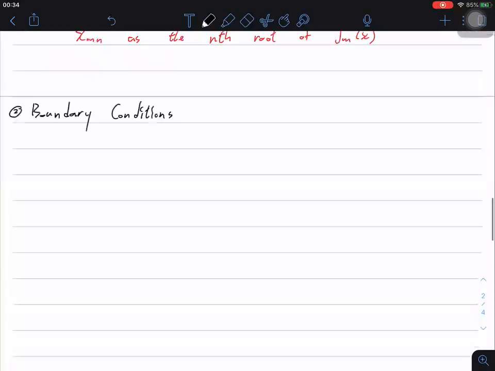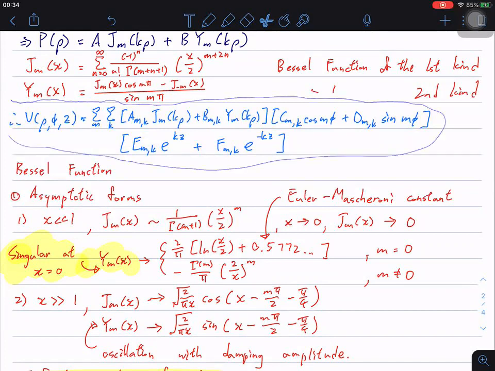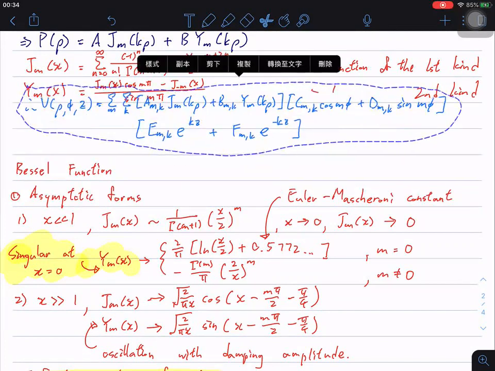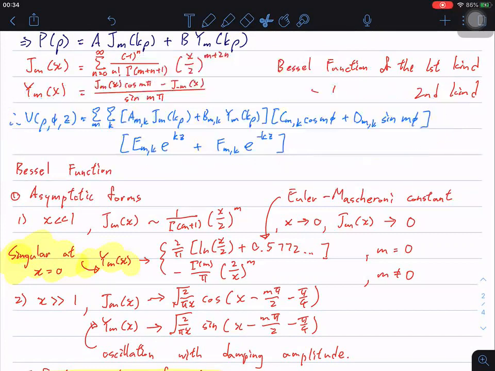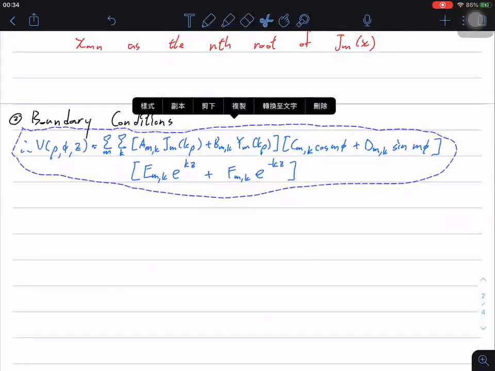Okay, so now we can go to solve the PDE by plugging in the boundary condition. So let me just copy the general solution down here. Copy and paste. Okay, great.